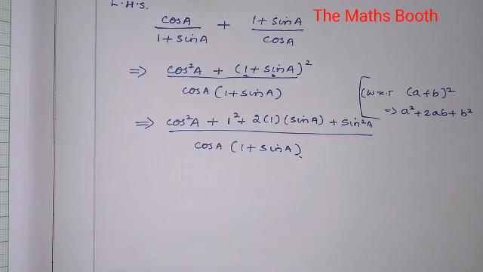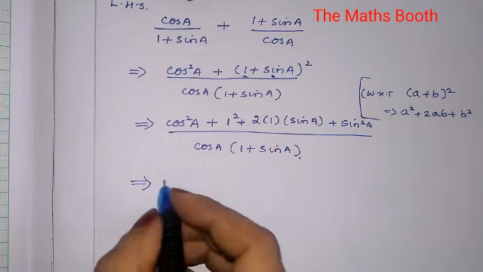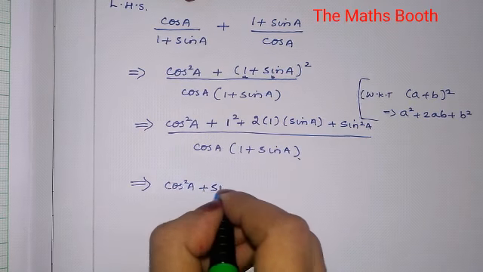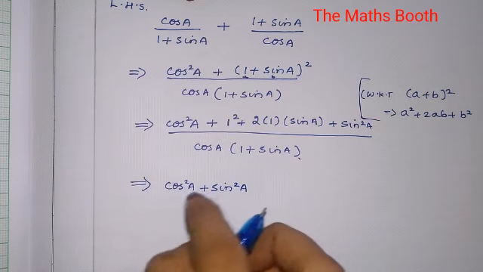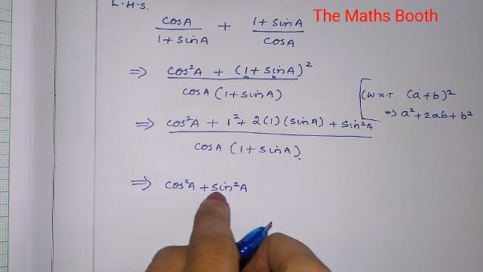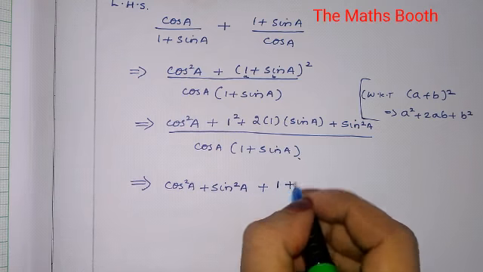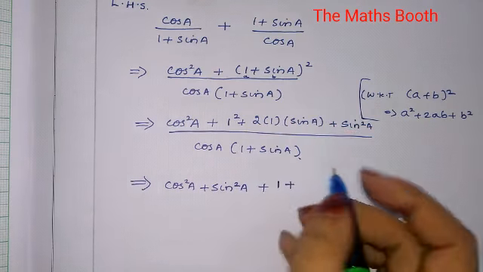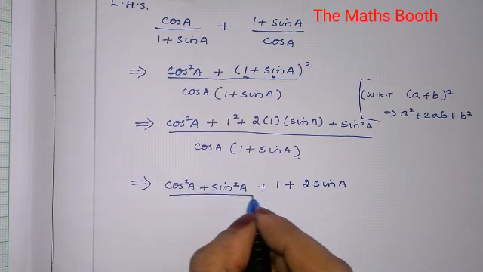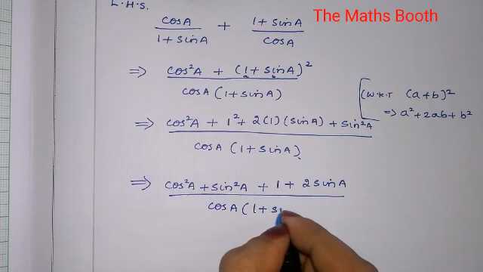Denominator I have kept as it is. Now next step, cos square A, sin square A I'll bring near. Cos square A plus sin square A I have brought near, because we know the identity. Cos square A plus sin square A is nothing but 1. Plus 1 square is nothing but 1. 2 ones are 2. 2 into sin A, 2 sin A. Upon denominator as it is, cos A into 1 plus sin A.